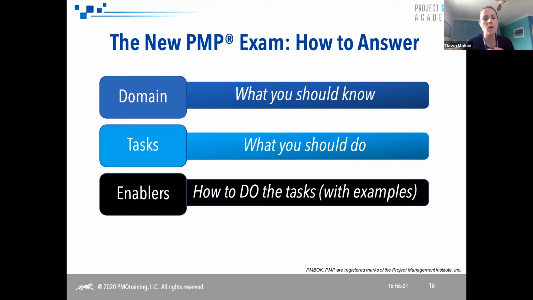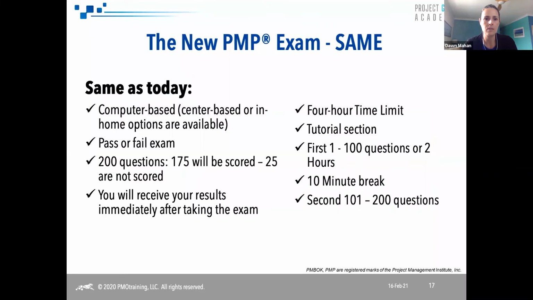And anytime you're taking an exam like this, you have to think about, what are they asking me and how do I answer? So there are questions on domains, tasks, and enablers. And this is what you have to think about: what you should know, what you should do, or how to do the tasks. Okay, so that's something to think about.